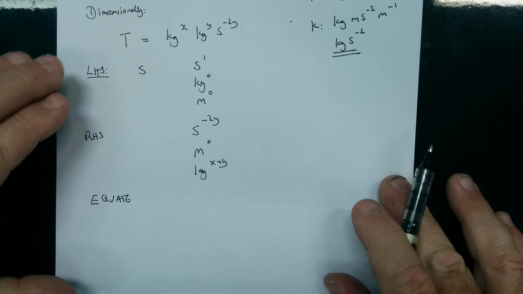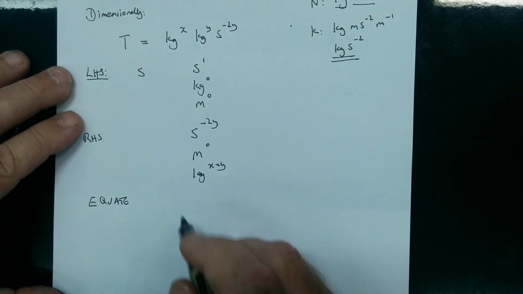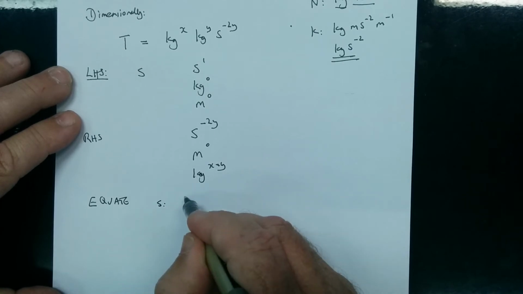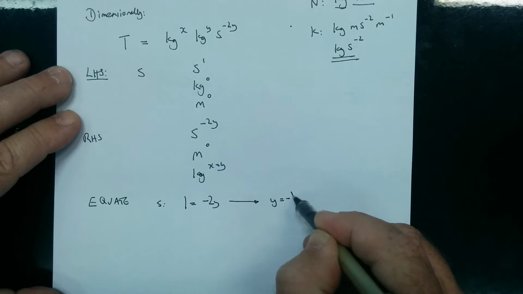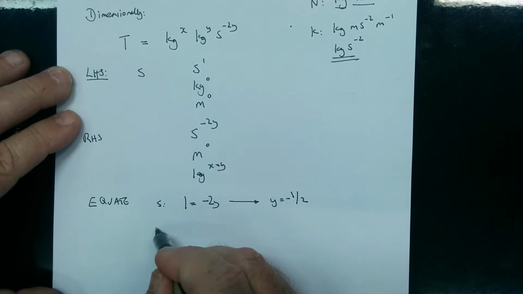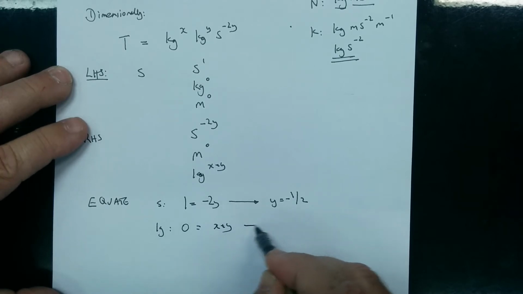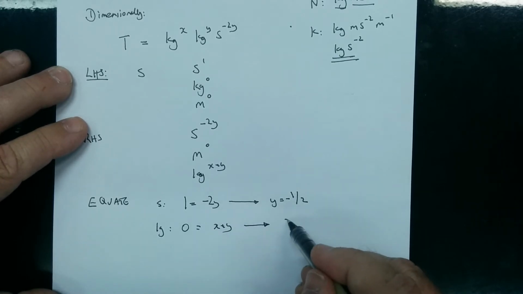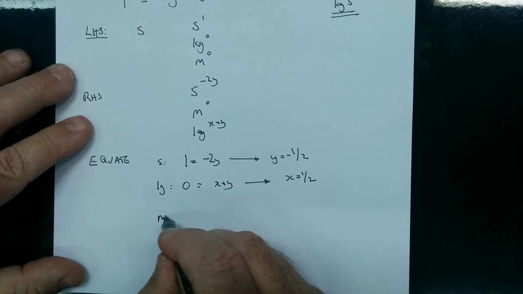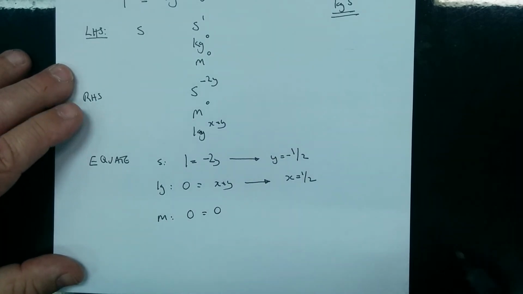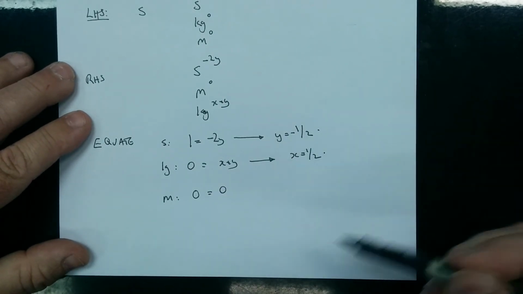So we're going to equate these together, and as we equate them together, seconds are going to give us 1 is minus 2y, which gives us y is minus 1/2. Kilograms, we're going to get 0 is x plus y, and so if you put the y into there, x must equal 1/2. Just think about it for a couple of seconds. And then meters, we're going to get 0 equals 0, which we knew anyway because we're not stupid. So we have x as 1/2, y is minus 1/2.